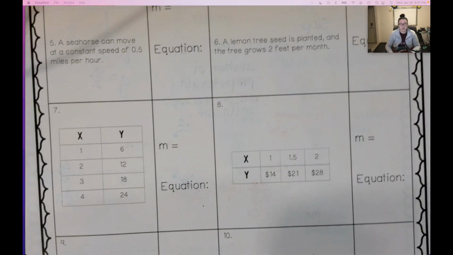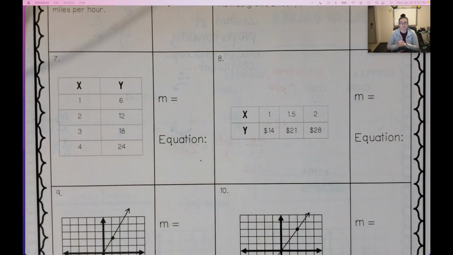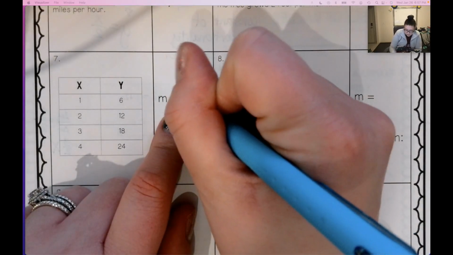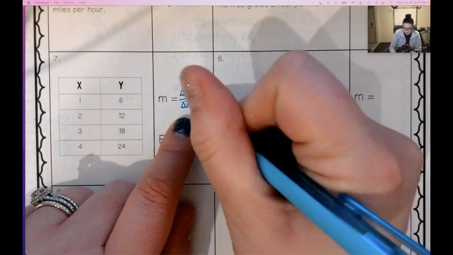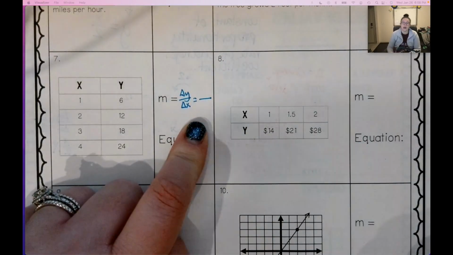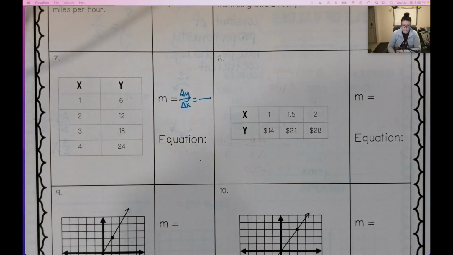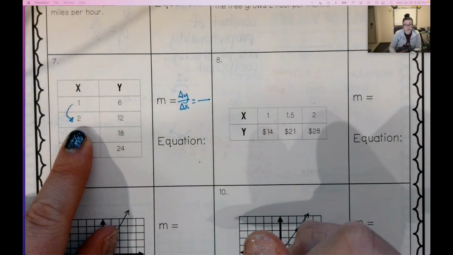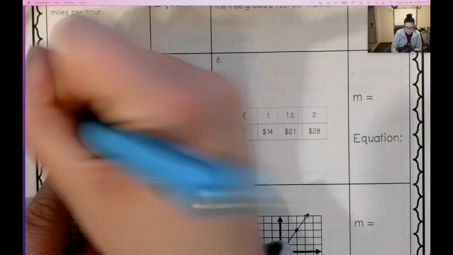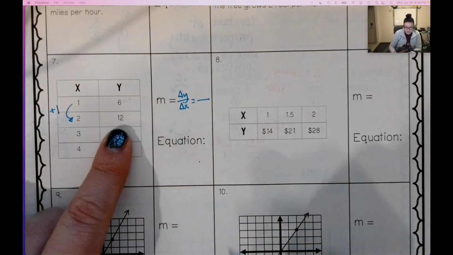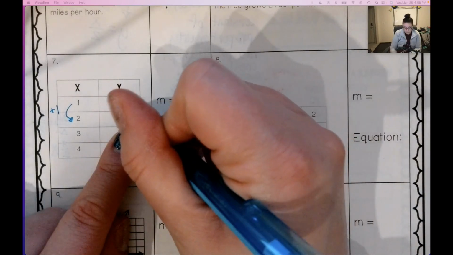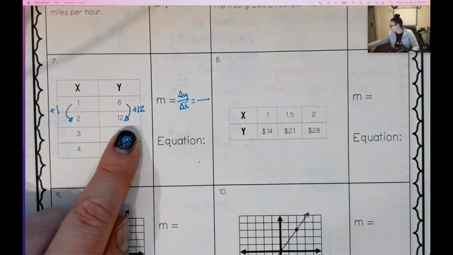Let's flip to the back side and do some example problems finding our slope on our tables. So again, our slope is delta y over delta x, change in y over change in x. So looking at my table, how do I go from 1 to 2? I add 1. And then on this side, how do I go from 6 to 12? I add, ooh, I had 6, not 12.